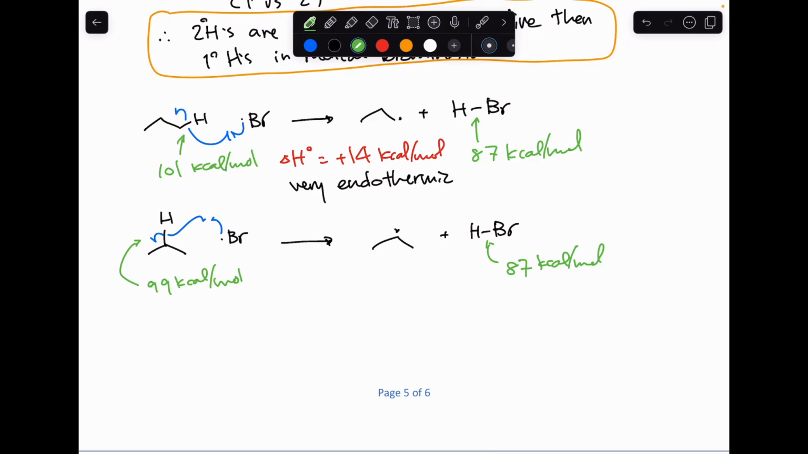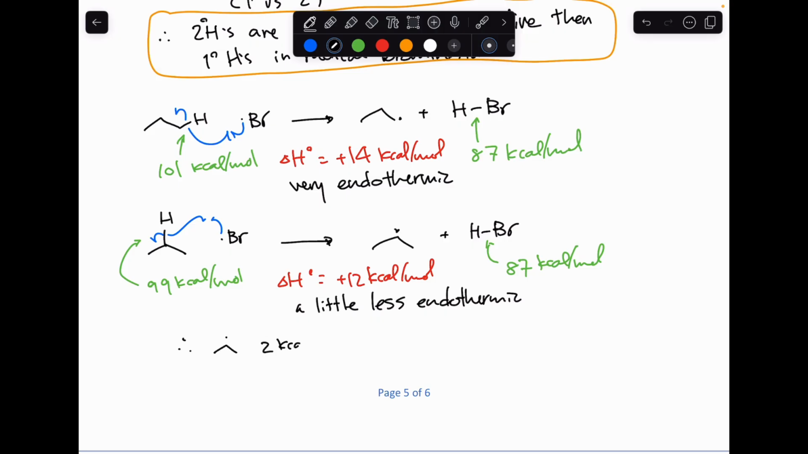Okay. So what's my point? The delta H here is plus 12 kilocal per mole. It's a little less endothermic. And still we come to the same conclusion. It's the secondary radical is 2 kilocal per mole more stable.